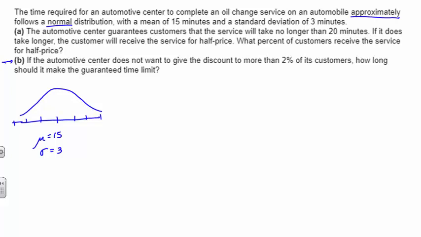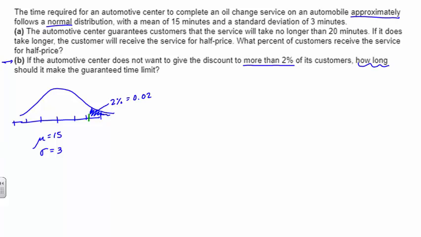We did A in a separate video. Part B, the center does not want to give the discount to more than 2% of its customers. How long should it make the time limit? The question is, where should we make this cutoff for the time so that the area or the probability that someone takes too long on that oil change and so they'll have to give them a discount is not any more than 2%. So we want that cutoff that cuts off 2% of the curve, or as a decimal 0.02.